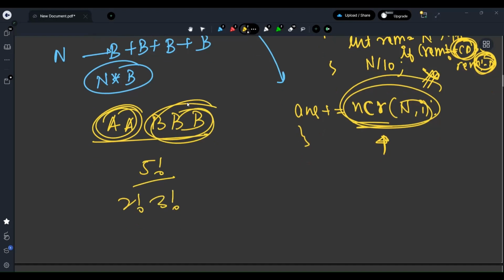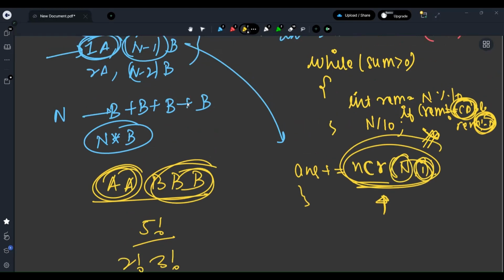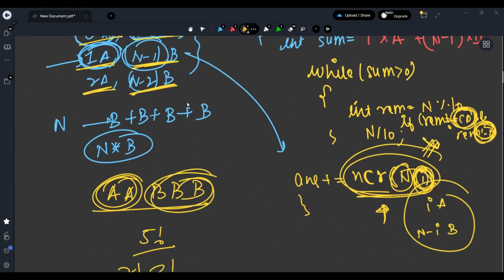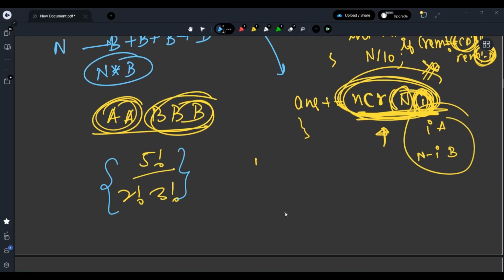So if I'm sending i, that means I have a total of n elements and i A's, so obviously n minus i B's, as I was generating 0 A n minus 0 B, 1 A n minus 1 B, 2 A n minus 2 B. So let's get all the permutations of n using this formula, as I already said. Here comes the competitive part. This question is somewhat competitive, that's why it's a hard question.